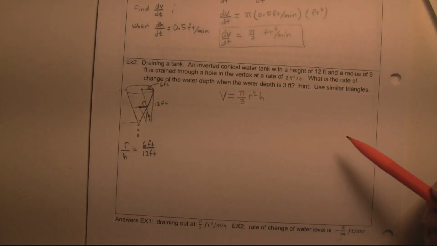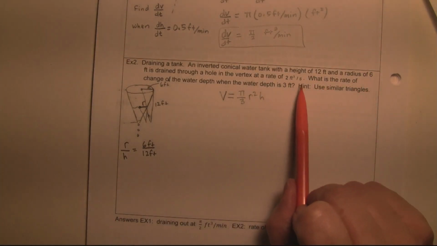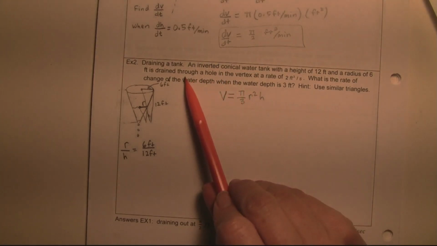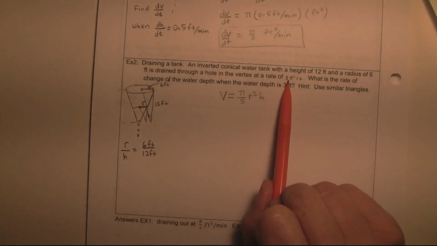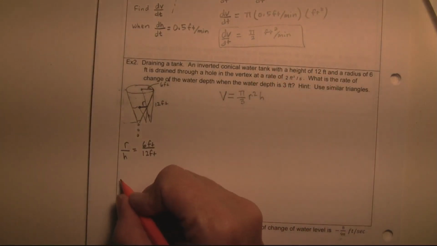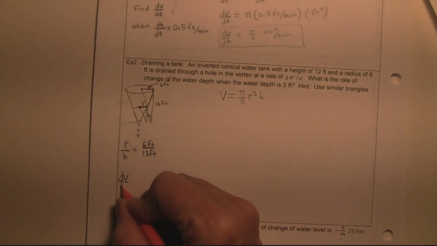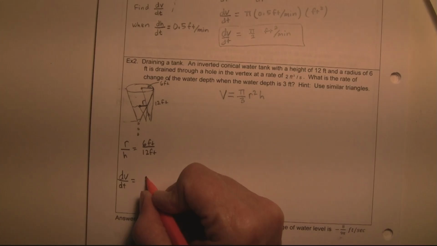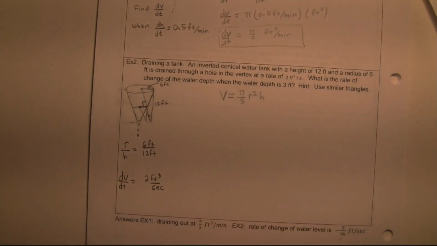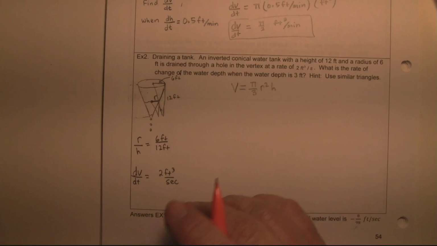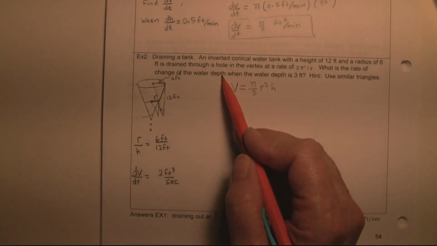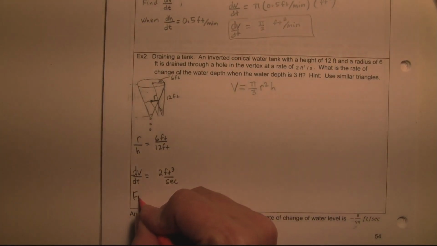But when I read carefully to what I have been given, right here it says a hole in the vertex, the water is being drained out at 2 feet cubed per second. So look at the units on that. That's dV/dt, and this is 2 feet cubed per second. Right? Okay. And then it asks, what is the rate of change of the water depth? Now I called it height. And so they're asking me to find dH/dt.